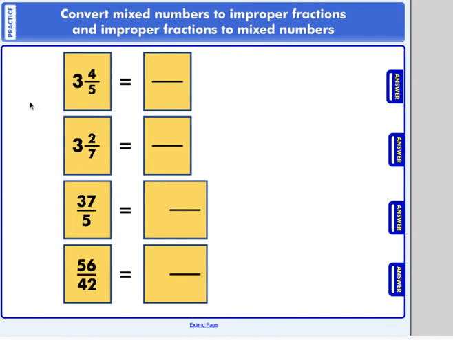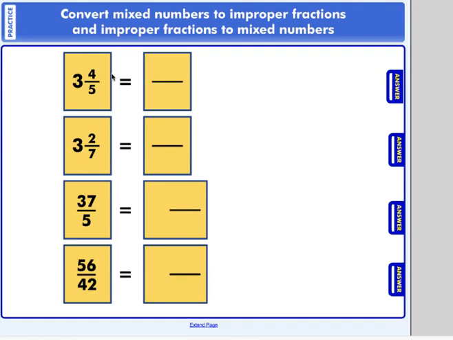Now let's do a little practice. You're going to convert these mixed numbers to improper fractions. There's 2 like that. And there's 2 improper fractions for you to convert into mixed numbers. I want you to pause the video, solve these problems, and then push play again, and we'll go over the answer.